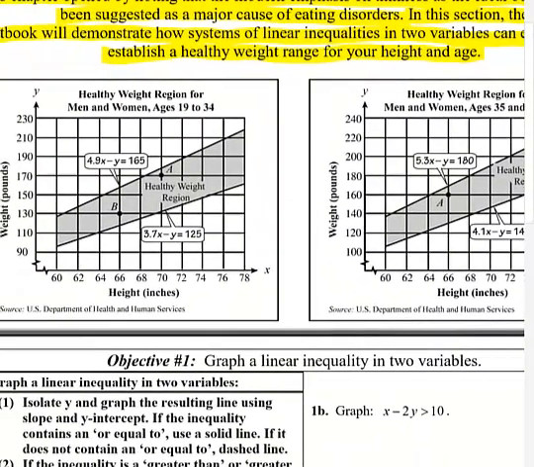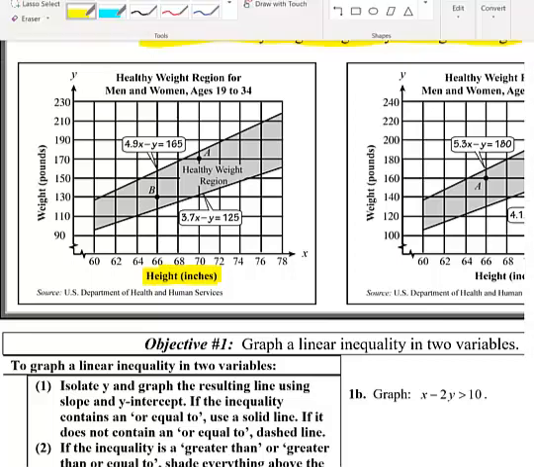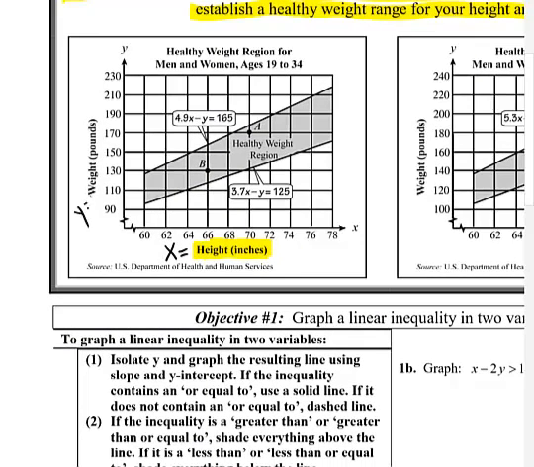So that's what's going on here. We will see an application of this a little later in this same section. It looks like when we're talking about these linear inequalities, the height is the x value, so the person's height. That makes sense: the taller you are, the more you should weigh. And the weight is the y value. So I guess the shaded area represents the weight range you could be in to be healthy.